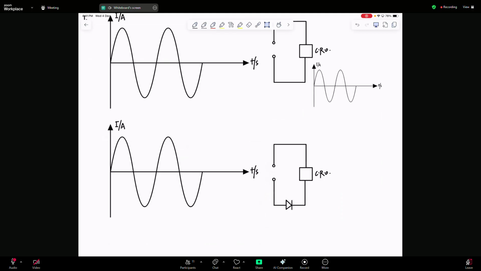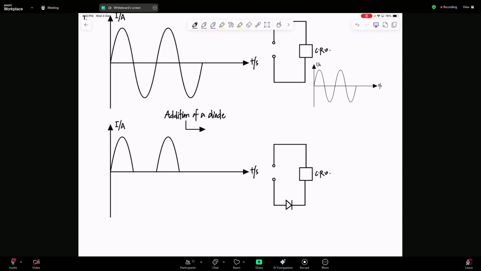Yes, so the diode will either make the negative values go away or make the positive values go away. It's actually subjective, right? So let's say this one is generated by the addition of a diode. The addition of a diode does something. Can you recall the name of this shape? There's a name for this graph.